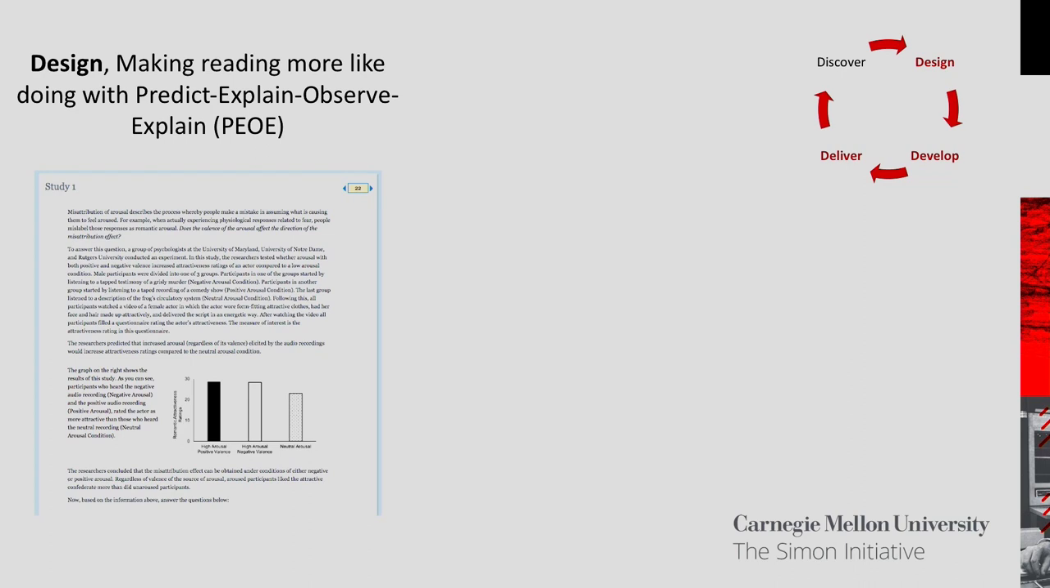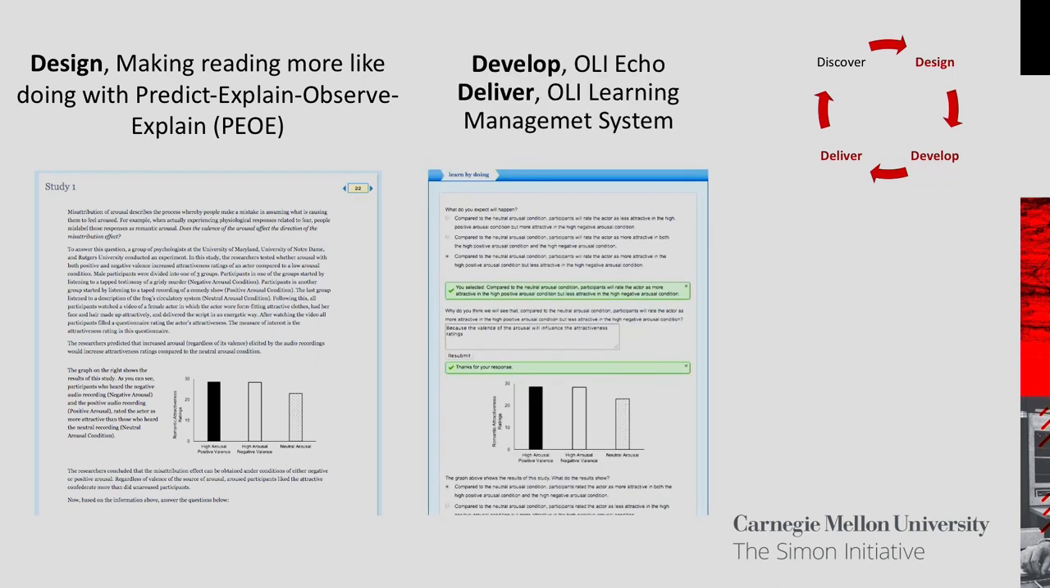An experiment is described in this reading. And the idea with predict, observe, explain is instead of being told what happened, you actually get a chance to hear what the experiment setup was and make a prediction. That's the predict step. And that's shown here. They're making a prediction.